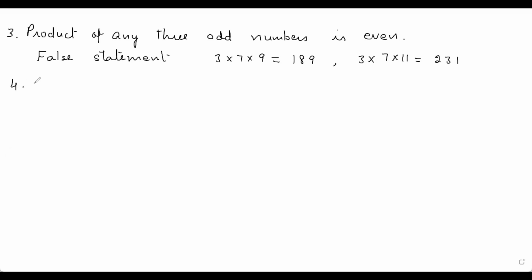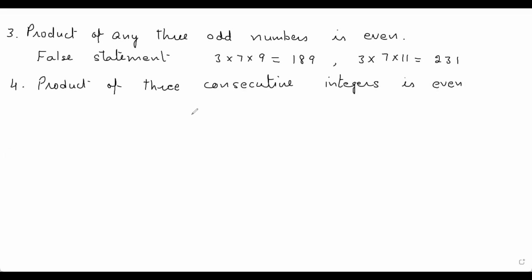Now the fourth question is, product of three consecutive integers is even. Now this is a true statement. For example, consecutive integers are like 2, 3, 4. If I find their product, that will be 24, which is even. Let me take one more example. 8 into 9 into 10. 8, 9, 10 are three consecutive numbers. If I find their product, that will come out to be 720, which is even. So this is a true statement.